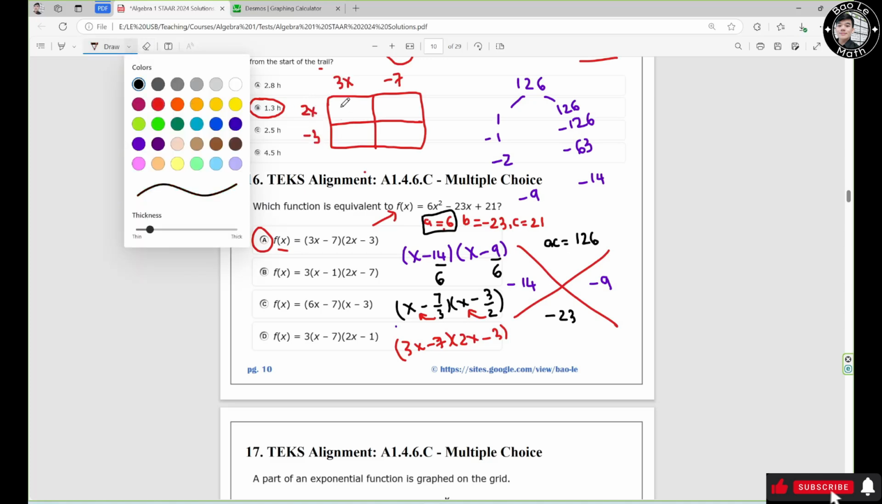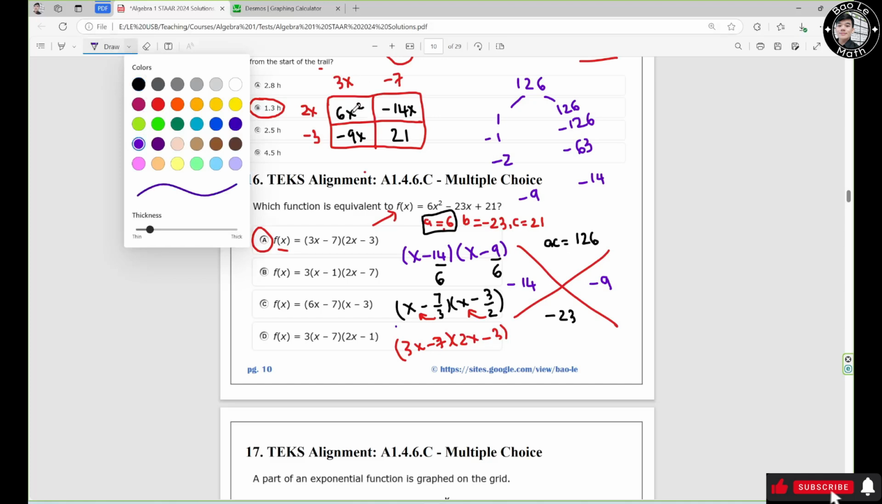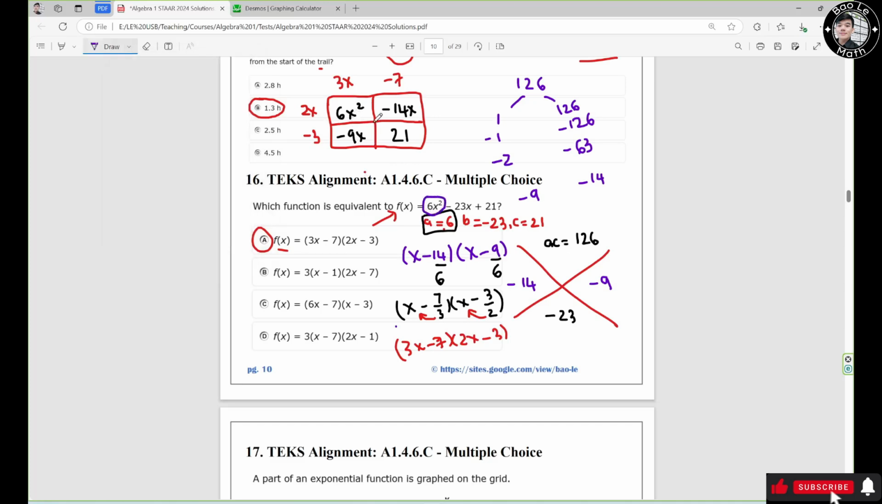Now 2s times 3s is 6s squared. 2s times negative 7 is going to be negative 14s. Negative 3 times 3s is negative 9s. Negative 3 times negative 7 is going to be 21. Alright, now you're going to combine like terms. 6s squared doesn't have like terms, so I just rewrite 6s squared right here. Now, normally the like terms are in the diagonal direction. So negative 9s plus negative 14s is going to be negative 23s. Now 21, I just rewrite it right here. So it's exactly this one. So the answer is A.